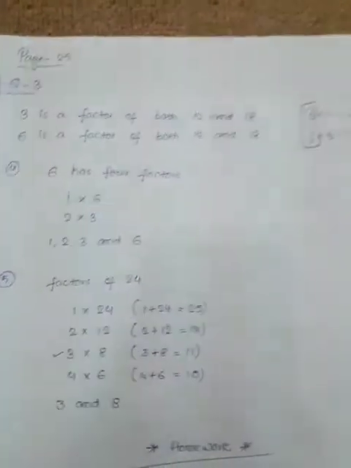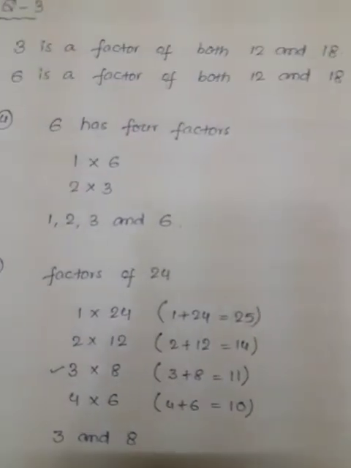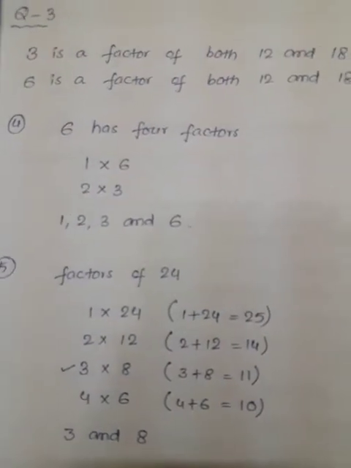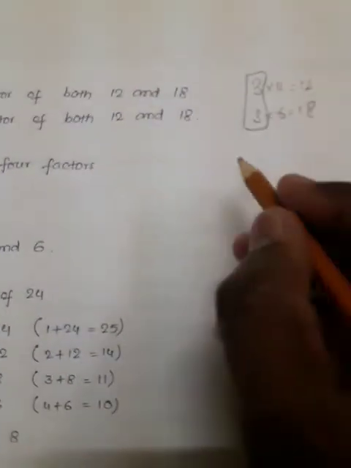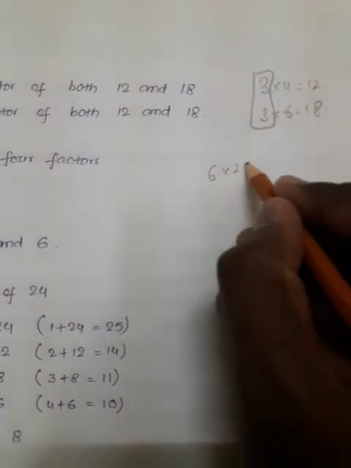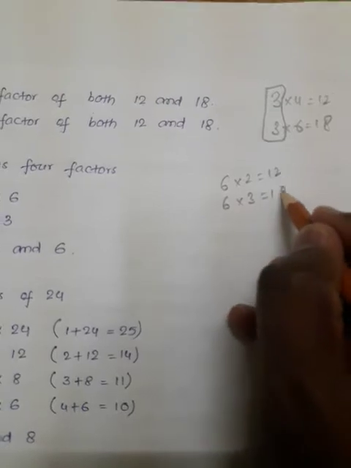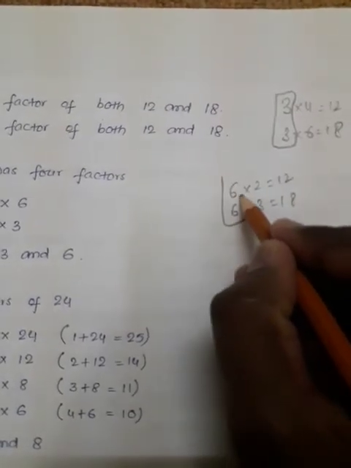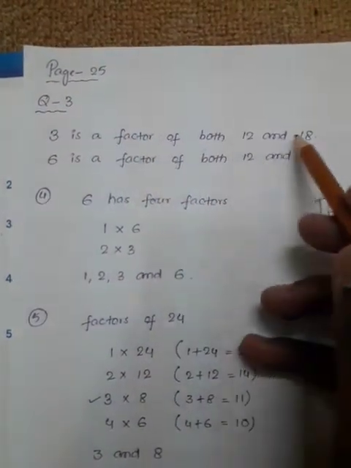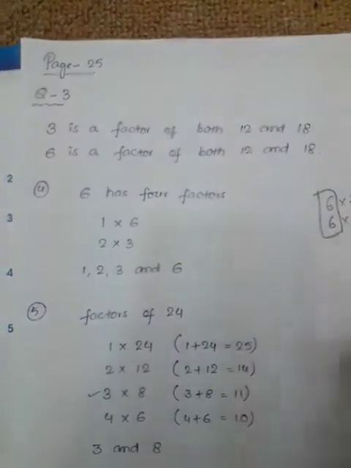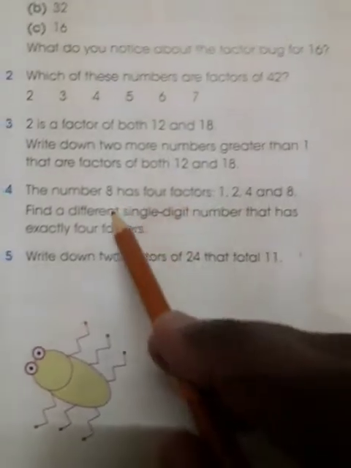Similarly, in 4 table there is a 12 but there is no 18. In 5 table there is no 12, there is no 18. 6 table there is again. Here 6 multiplied by 2 equal to 12, and 6 multiplied by 3 equal to 18. So 6 is a factor of both 12 and 18. So the answer is: 3 is a factor of both 12 and 18, and 6 is a factor of both 12 and 18.